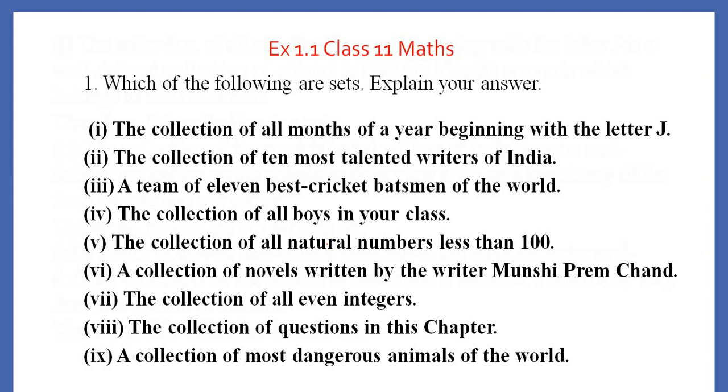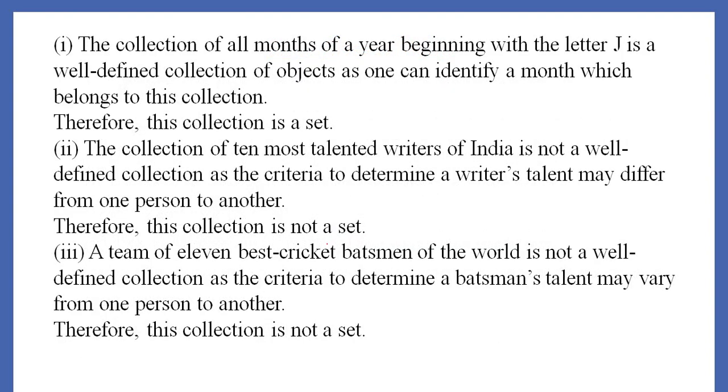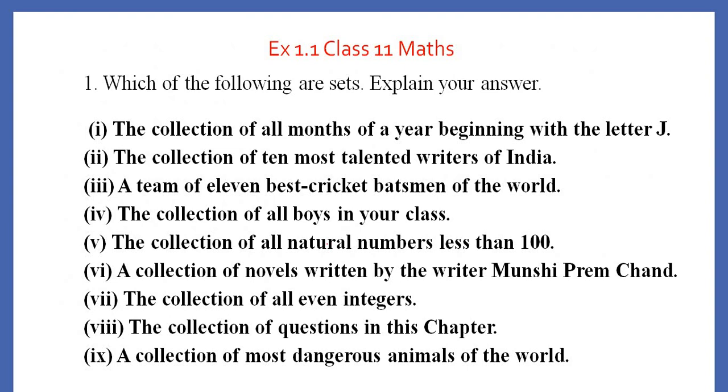Now move to the next statement, a team of 11 best cricket batsmen of the world. Now this statement is similar to the previous one. Here the definition of best varies from man to man. That means that is not a well-defined collection of objects. Therefore, this collection is not a set. Okay. So, in question number 1, the collection is a set. In question number 2, the collection is not a set. In question number 3 also, the collection is not a set.